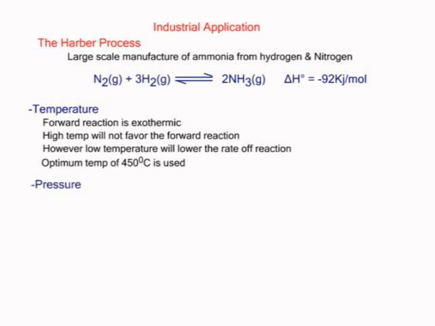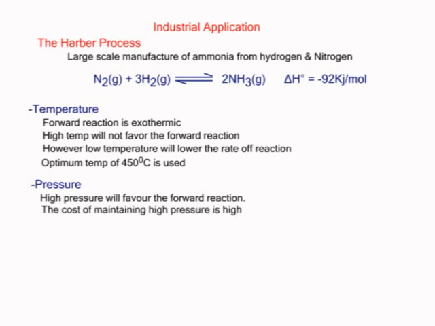Pressure: again you realize the product and the reactants are gases, so pressure has an effect. An increase in pressure will favor the forward process. Why? Because in the forward process we have fewer molecules, 2 compared to 4 on the reactants. Thus at high pressure the yield of ammonia is high, but the cost of producing high pressure and maintaining it is enormous. An optimum pressure of 200 atmospheres is normally applied.